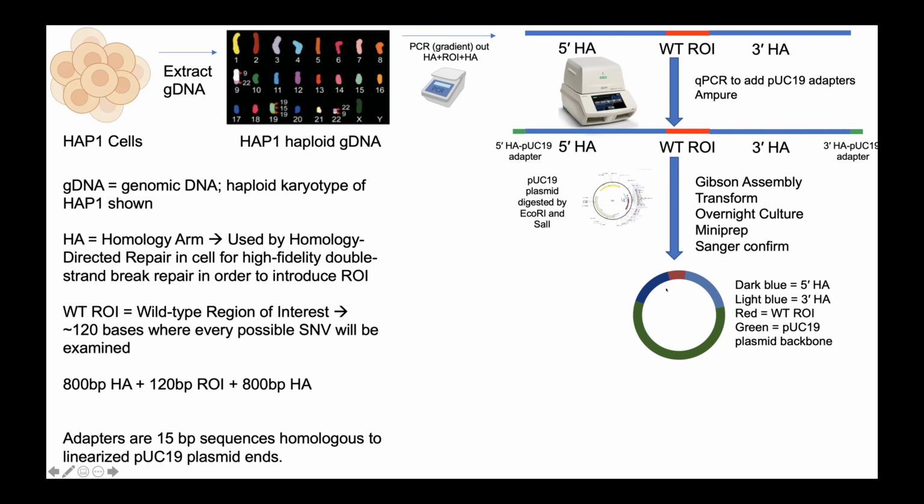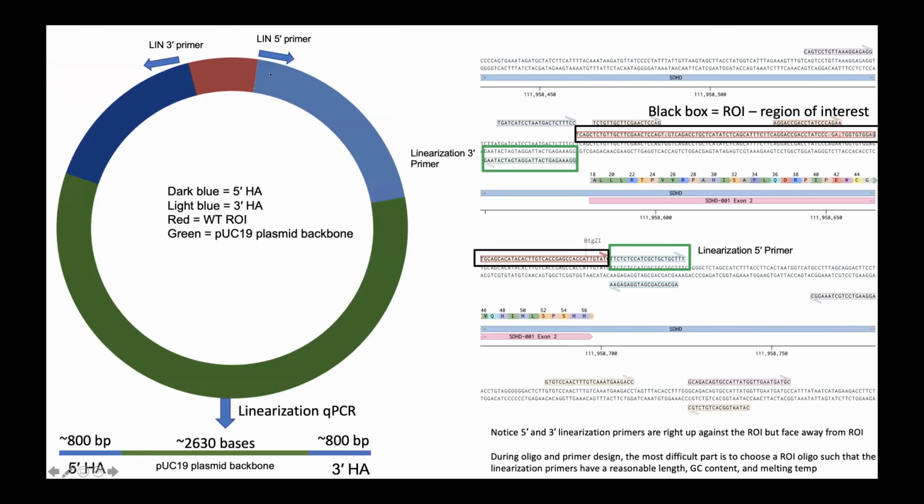And now this circular plasmid is very close to the actual plasmids that we will introduce into the cells. In fact, it's only off by 2 bases, right? The wild type region of interest is just 2 bases different from our plasmid library. One of those bases is the actual SNV that we will assess, and the other base is the PAM site edit. And so in order to introduce those 2 bases, what we actually have to do here is a linearization PCR.